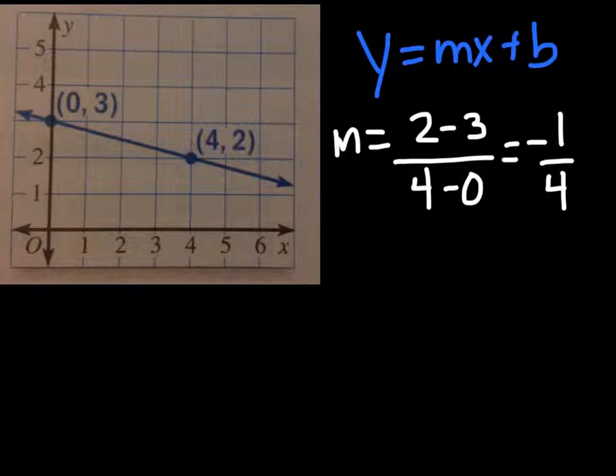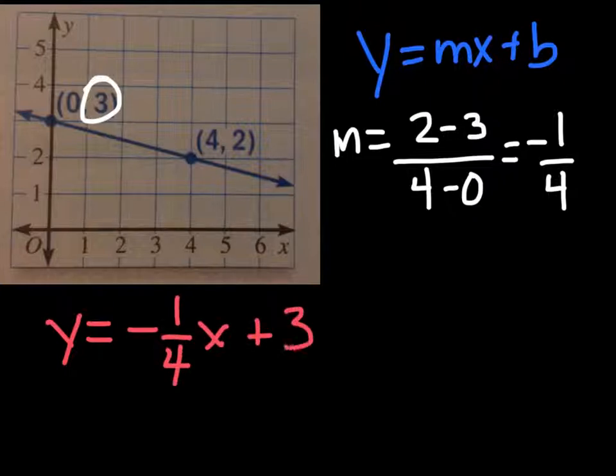Okay? Now let's find our y-intercept. Where does our line cross the y-axis? It crosses it at (0, 3), so b = 3. Now let's rewrite our equation: y = -1/4 x + 3. See how simple that was?